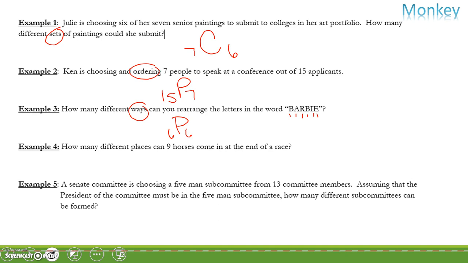Next one, how many different places can 9 horses come out in the end of a race? A race is a permutation. I have 9 horses to choose from, and unless one of them dies, 9 of them will finish the race.